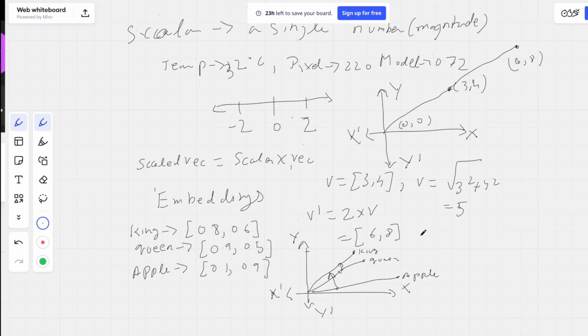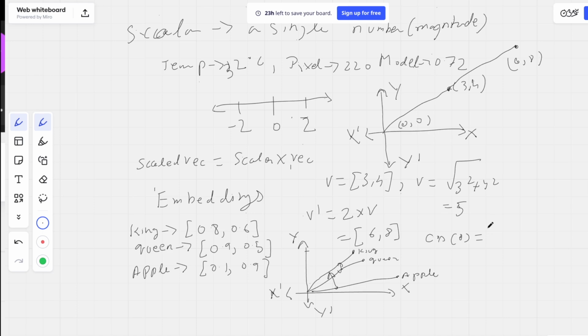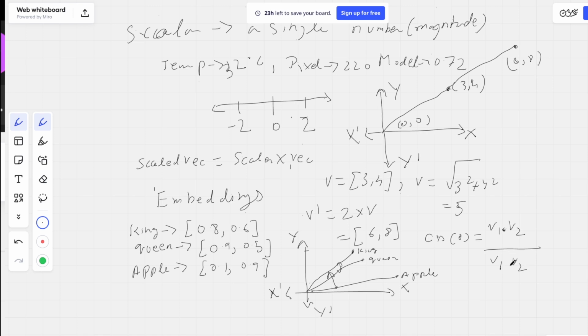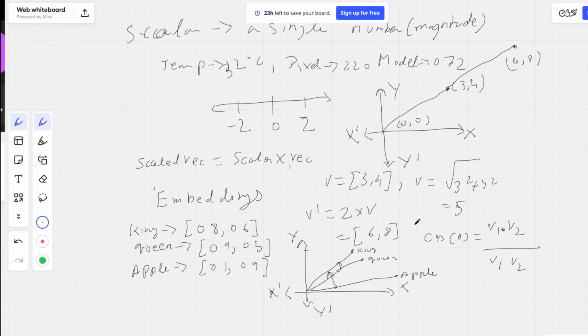But how do we measure that? The measuring formula is called cosine similarity, and it's given by cos theta is equal to the dot product of vector 1 and vector 2, divided by the norm of v1 times the norm of v2. Cosine similarity measures how close two vectors point in space. It's a fundamental operation in AI. Let's switch to VS Code and understand this example in detail there.